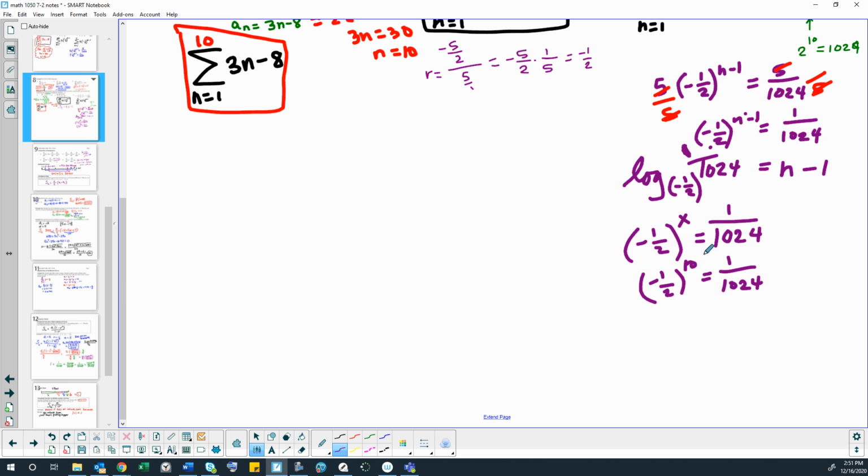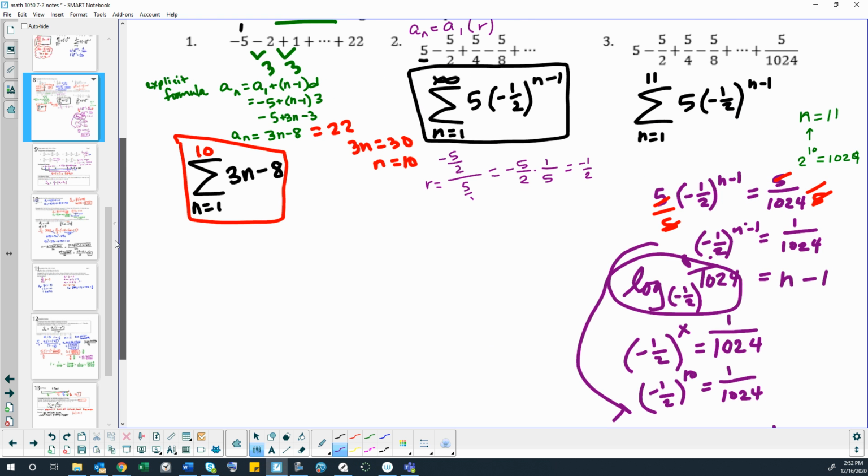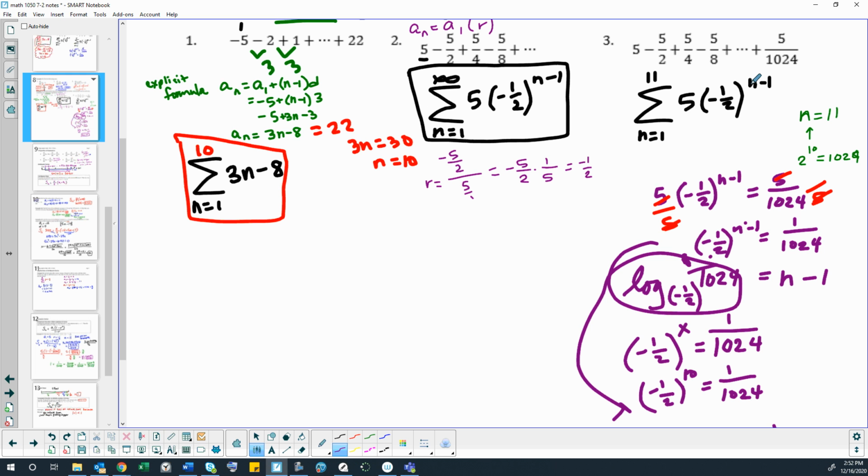So that means that this whole thing right here equals 10, which equals n minus 1. So then to find n, we add the 1. We have n equals 11, and that is the number that goes on our summation notation and gives us our final answer.